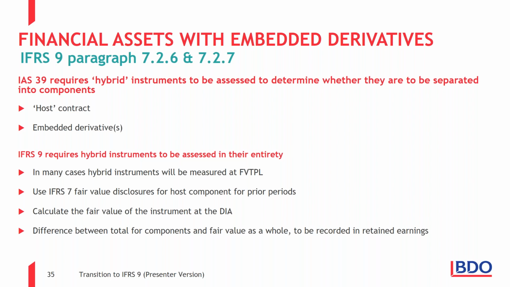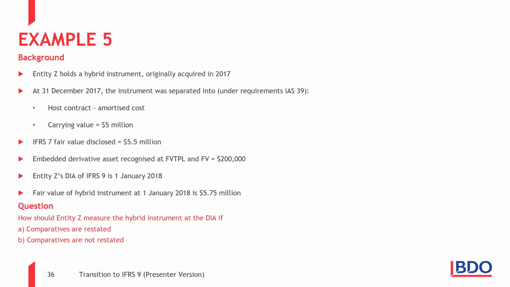So if we now have to take the whole combined instrument under IFRS 9 at fair value, how do we know what the fair value is? We had to disclose the fair value under IFRS 7, so we know what the fair value is. So we calculate the fair value of the total instrument at the date of initial application, and the difference between the total components and the fair value as a whole will be recorded in retained earnings. So I think the best way to look at this is to look at an example.